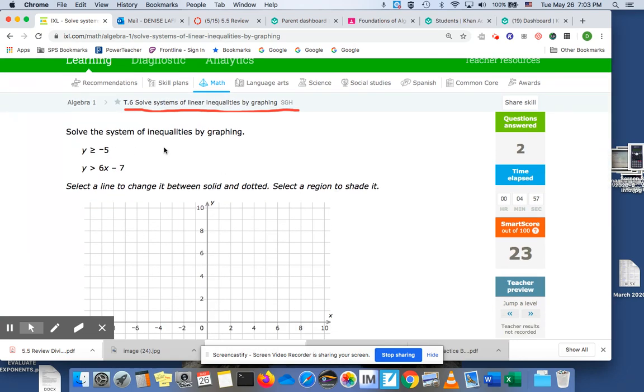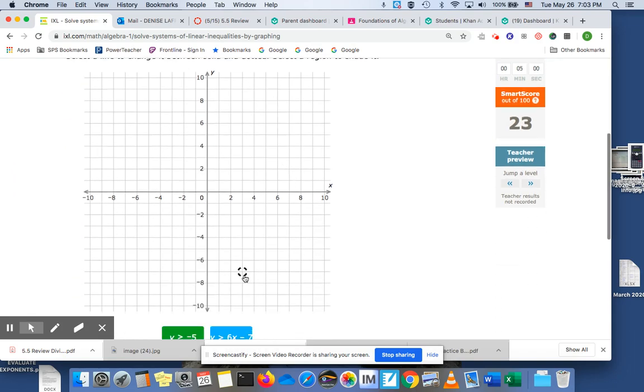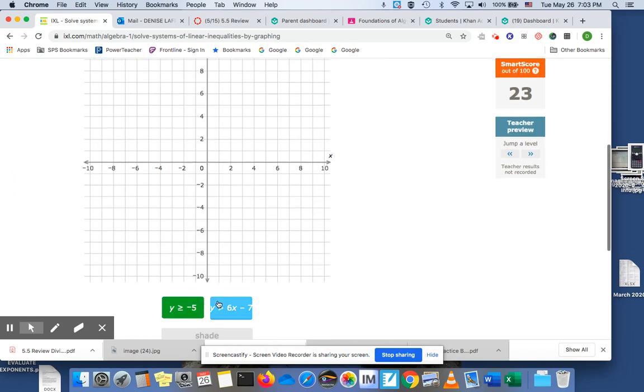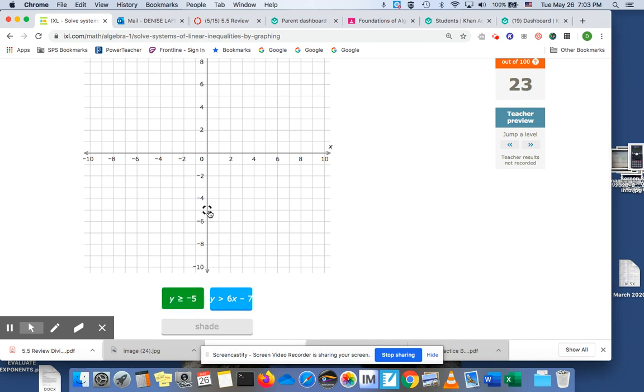So this will be a horizontal line going through -5 on the y-axis. So here I'll click on my green. I'll go to -5 on the y-axis. I'm making it a horizontal line, and I left it solid because it is or equal to. Now I'll go to the blue line. On the blue line, it's in slope-intercept form. My slope is 6, or written as 6/1. My y-intercept is right here, -7.